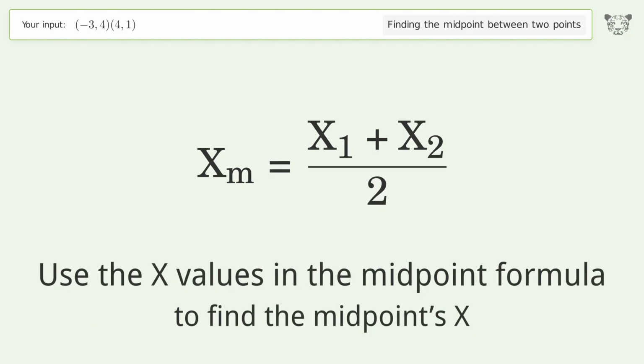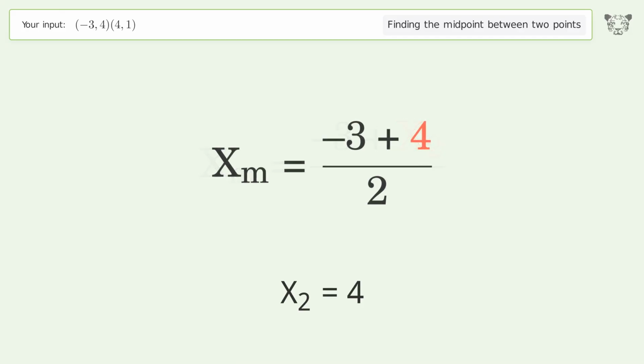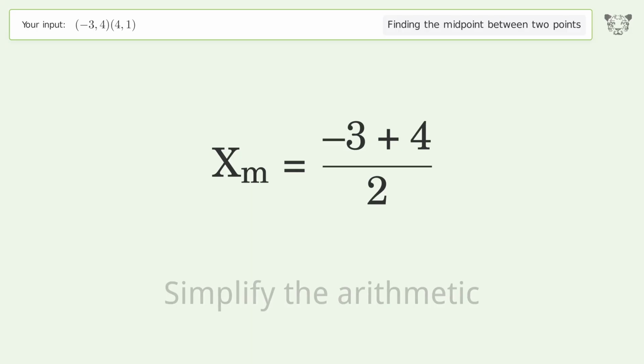Use the x values in the midpoint formula to find the midpoint's x. x1 equals -3. x2 equals 4. Simplify the arithmetic.